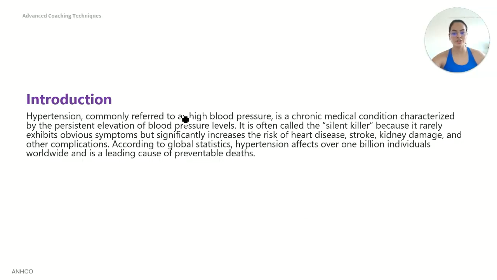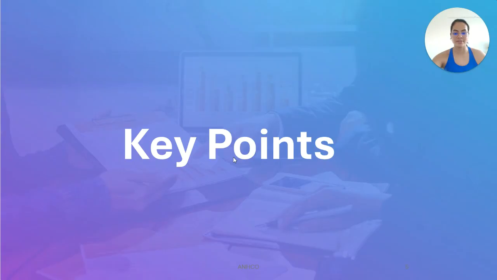Introduction. Hypertension is most commonly referred to as high blood pressure. It's a chronic medical condition characterized by persistent elevation of blood pressure levels. It's often called the silent killer because it rarely exhibits obvious symptoms, which significantly increases the risk of heart disease, stroke, kidney damage, and other complications. According to global statistics, hypertension affects over 1 billion individuals worldwide and is a leading cause of preventable deaths.